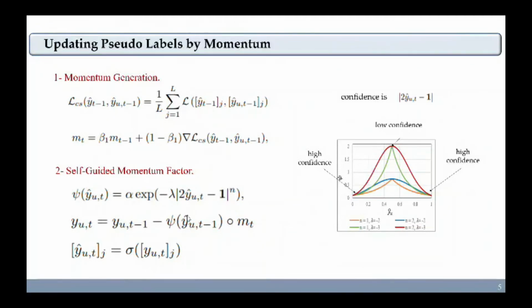So based on the self-guided factor and momentum value, we can update the pseudo label latent parameter as shown in this equation. Then we need to normalize the pseudo label latent parameters using the sigmoid. During this stage, we fix the prediction vector and we just need to update the pseudo labels.